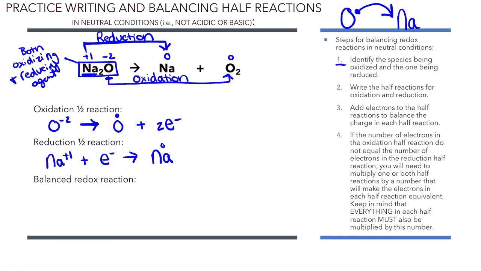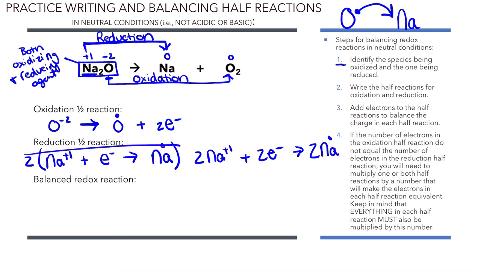And so what we end up doing is we multiply everything in this reduction half reaction for this particular example by 2, because we need to show that there are 2 electrons coming out of oxygen, but also 2 electrons being taken up by those sodium atoms. So we're balancing this by multiplying everything in the sodium half reaction by 2. So I end up with 2 sodium ions plus 2 electrons yields 2 neutral sodium atoms. And then I don't need this anymore, so I'm just going to cross that out.